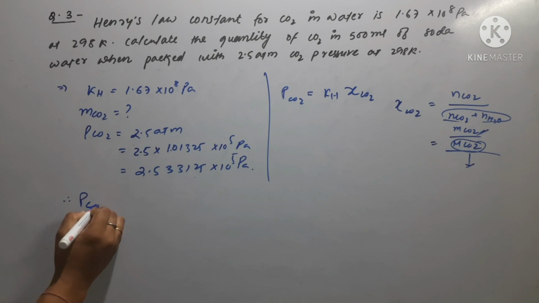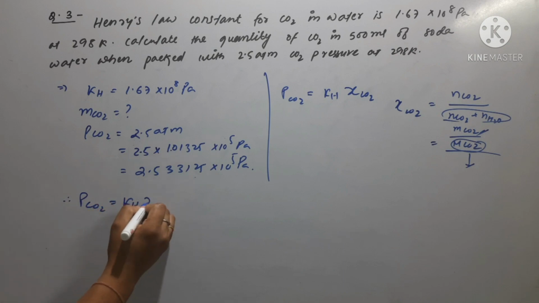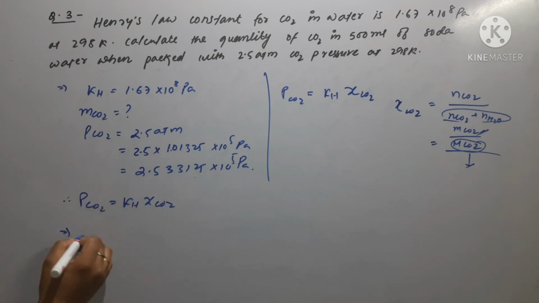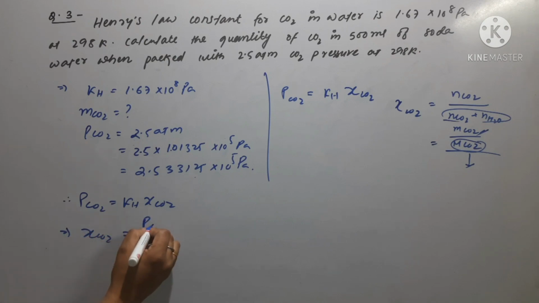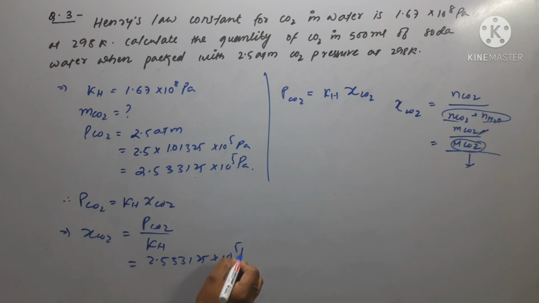We say that pressure of carbon dioxide equals K_H for carbon dioxide into mole fraction of carbon dioxide. The mole fraction of carbon dioxide can be written like this, guys: pressure of carbon dioxide divided by Henry constant, isn't it? If you put in the values, the pressure of carbon dioxide is given as 2.533125 into 10 to the power 5 Pascal, and K_H is also given as 1.67 into 10 to the power 8 Pascal. Once you go through this calculation, it comes out as 0.00152. Pascal will cancel out, right? So it will come out like this.